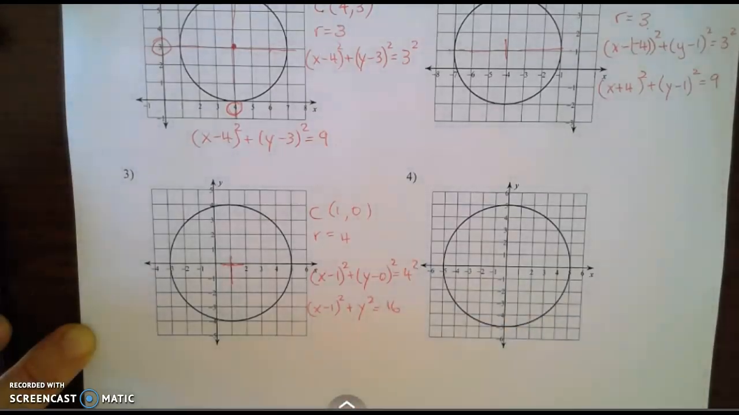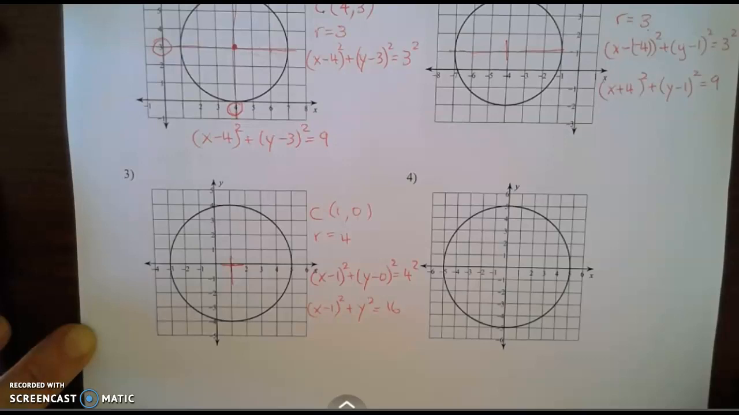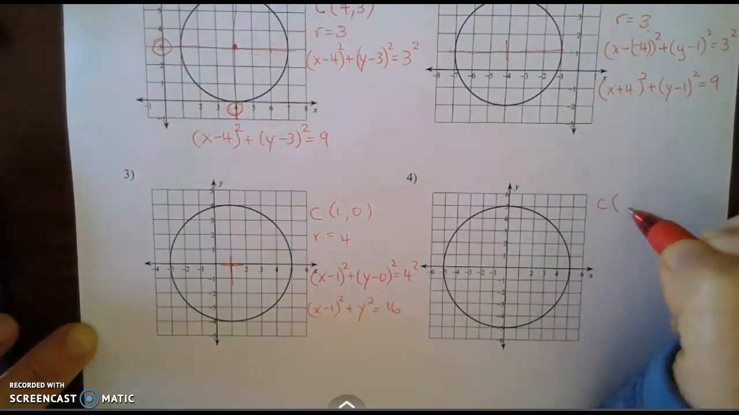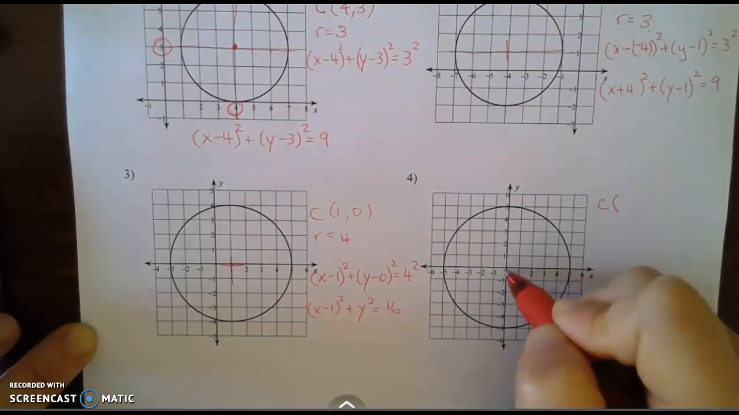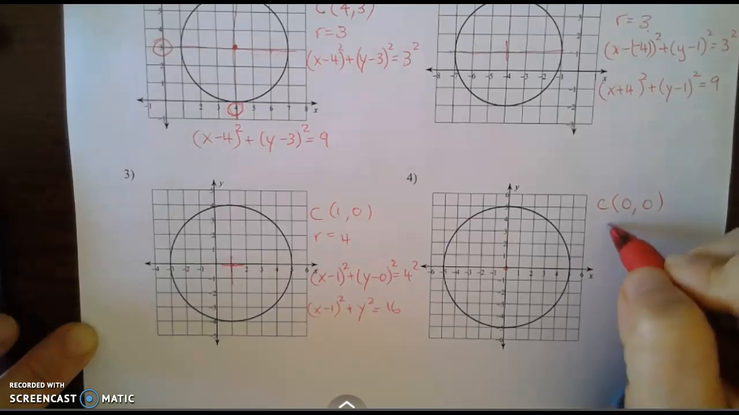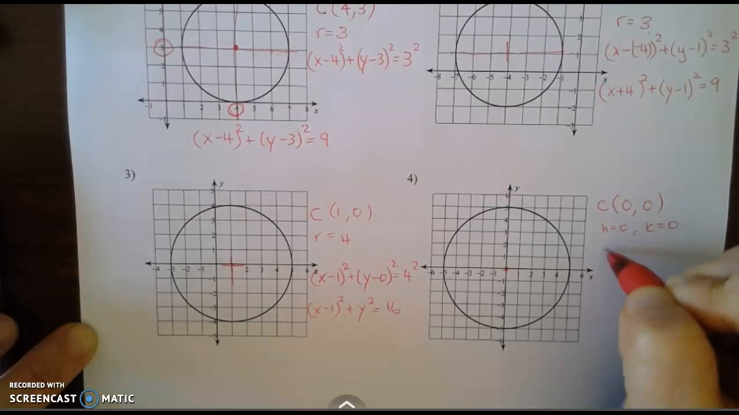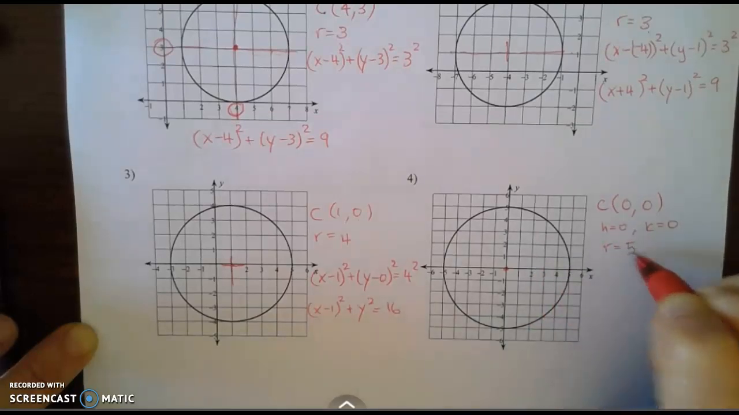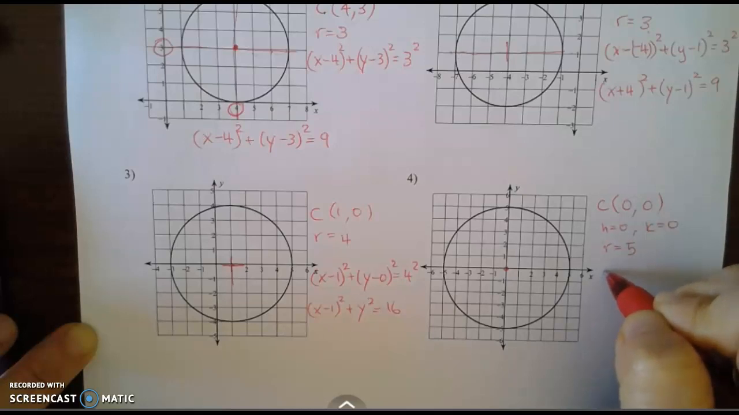16. And that's my equation of that line. Oh, not line, circle. And finally, the fourth problem, center is, in this case, made really simple, 0, 0. That means h is 0 and k is 0. Radius in this case is 1, 2, 3, 4, 5. So the equation is really simple.